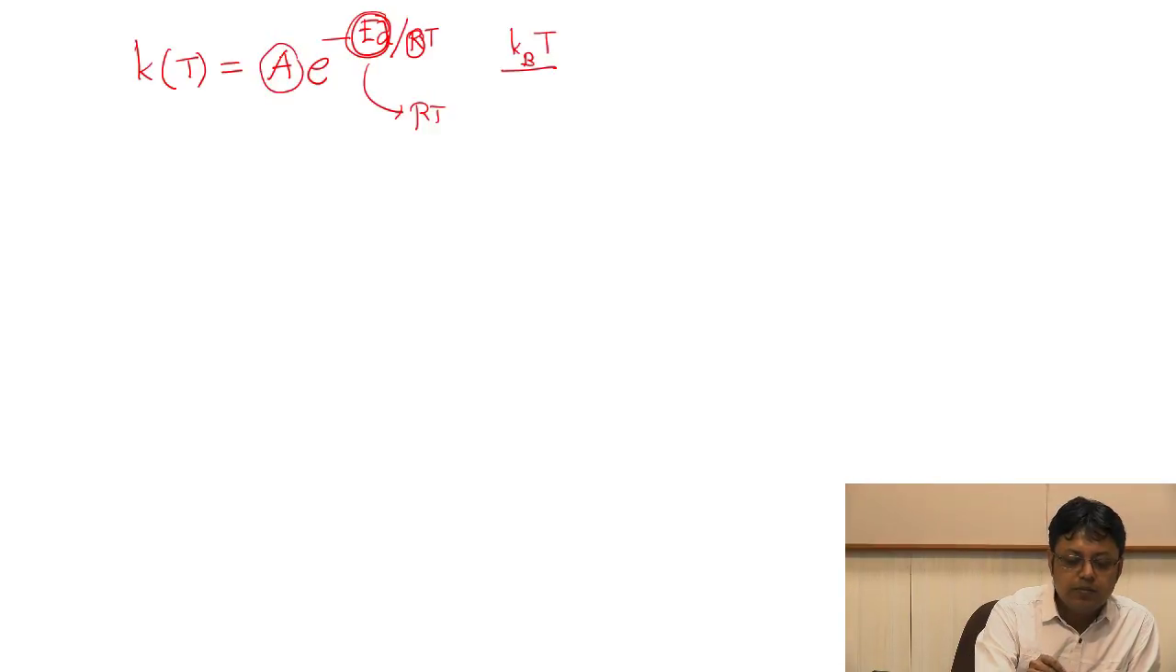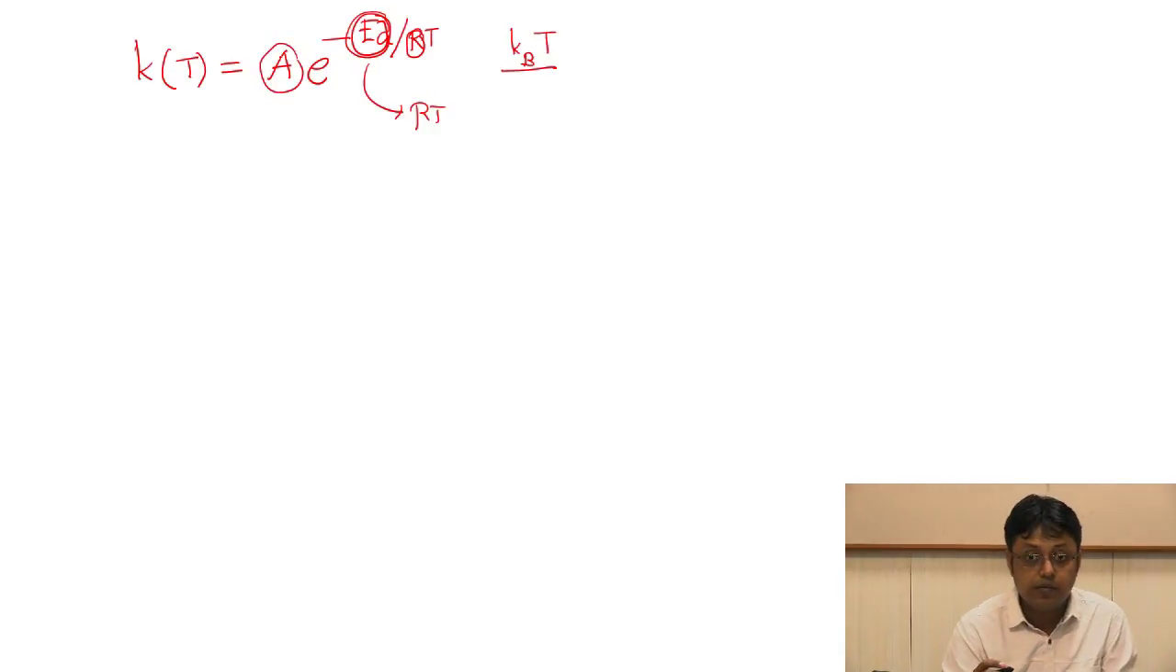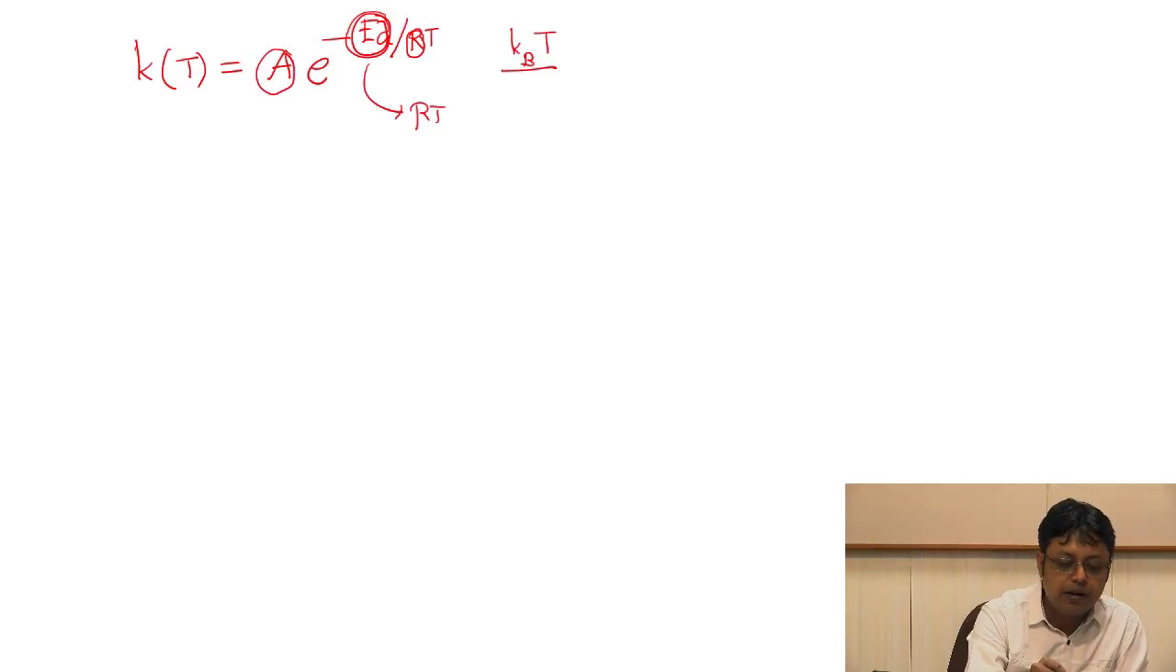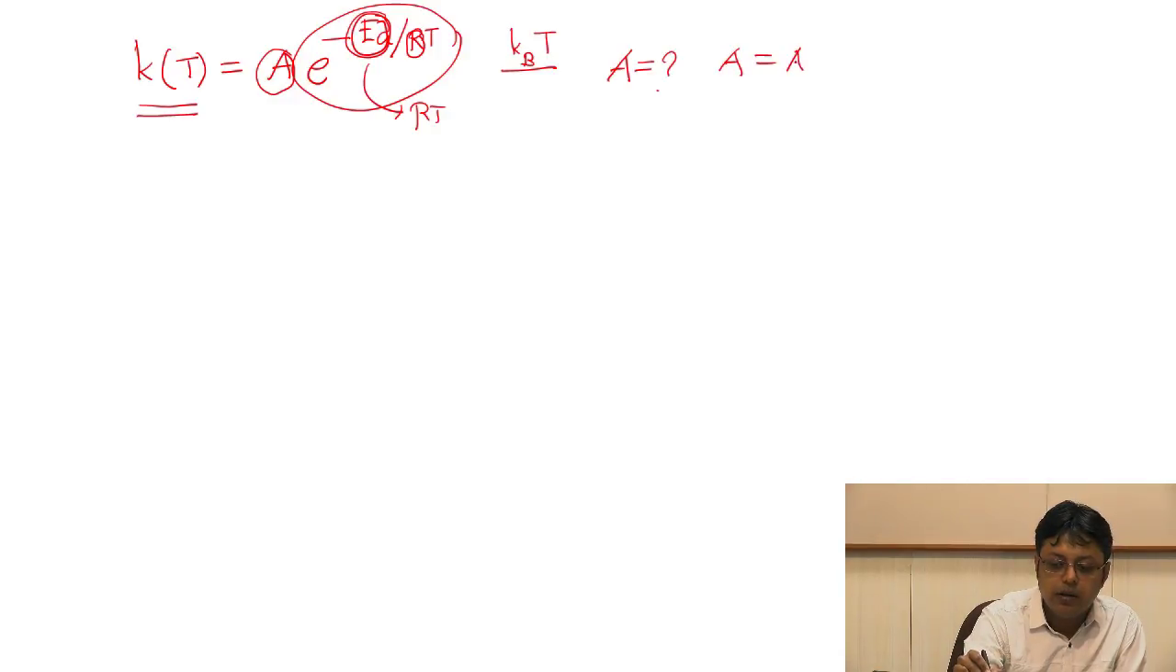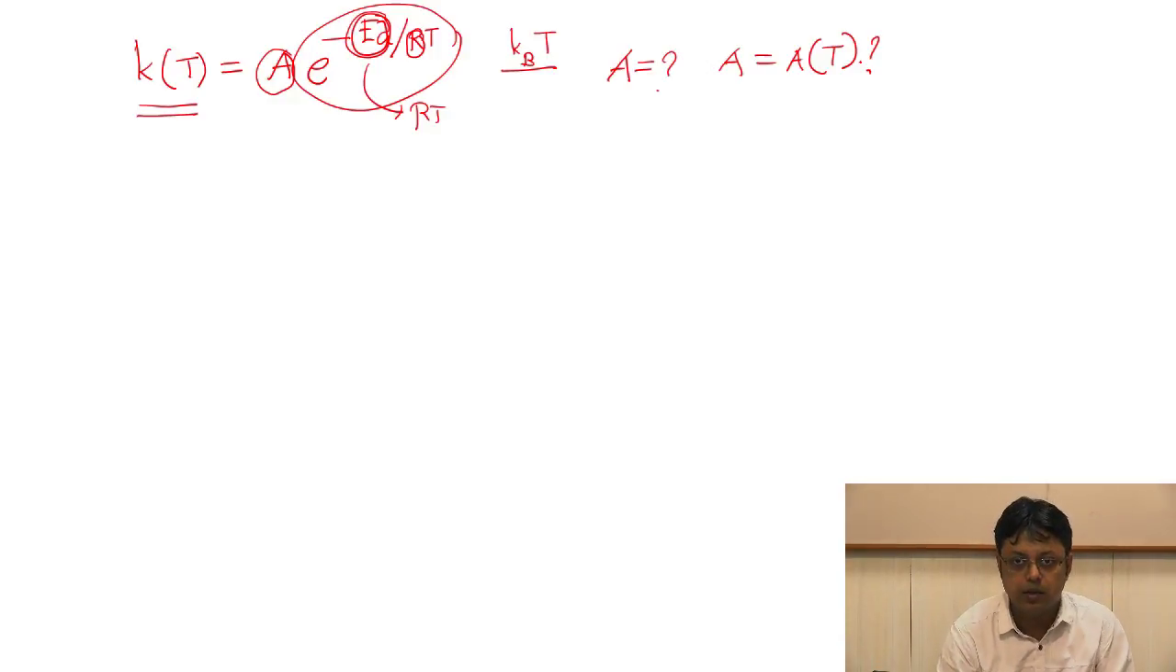The second thing is the pre-exponential factor which Arrhenius observed experimentally. The question is, what is it? Can you get an expression for this? Does the rate constant depend on temperature only through the exponential term, or does this pre-exponential factor also have some temperature dependence? Those questions we'll answer in this lecture.